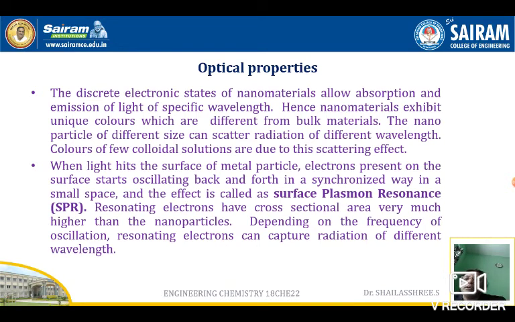Optical properties. The discrete electronic states of nanomaterials allow absorption and emission of light of a specific wavelength. Hence, nanomaterials exhibit unique colors which are different from bulk materials. When the nanomaterials are formed, they will be absorbing different amounts of light, as I showed in the example of gold. Depending on the size, it will show a different color because at different sizes it absorbs different wavelengths of light. That should be kept in mind.